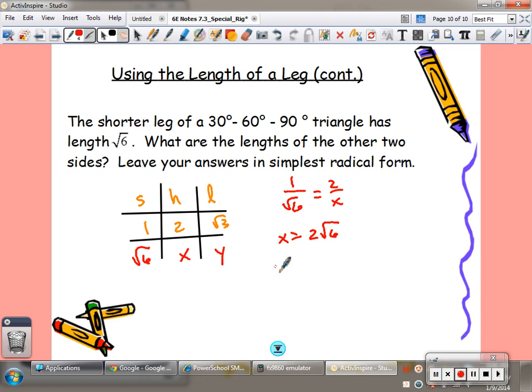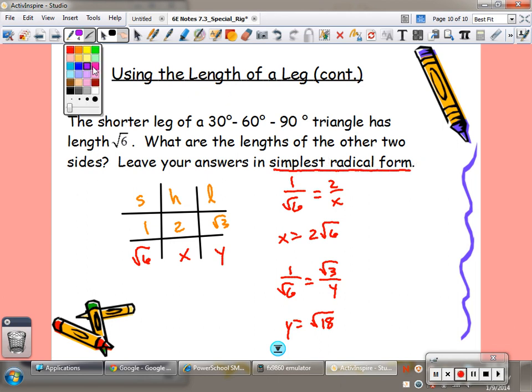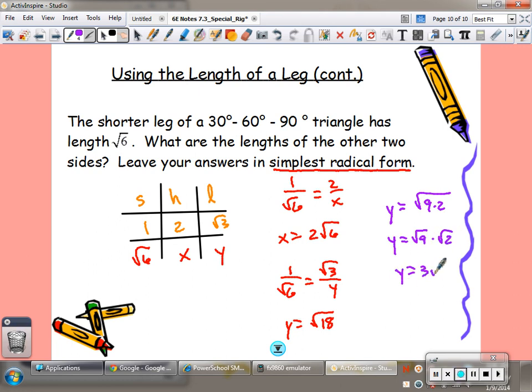Let's find y. So 1 over the square root of 6 equals the square root of 3 over y. So y equals the square root of 18. But the directions say simplest radical form, so I need to check and see if I can simplify that radical. Is there a perfect square that goes evenly into 18? And the answer is yes, 9 does. So y equals the square root of 9 times 2. Y equals the square root of 9 times the square root of 2. Y equals 3 times the square root of 2. And you're done. Those are the notes.